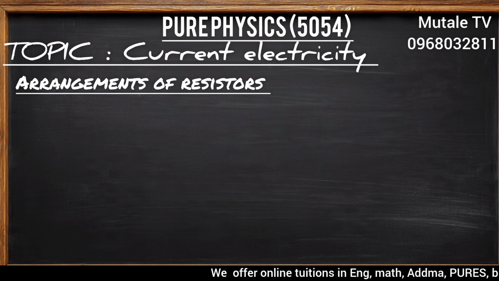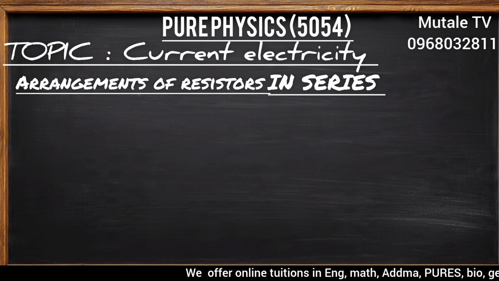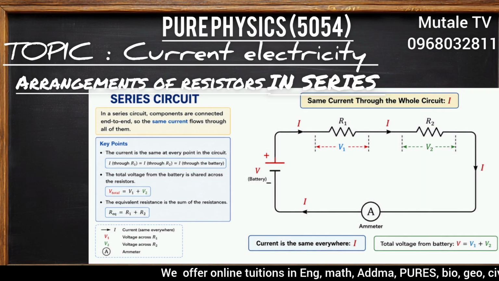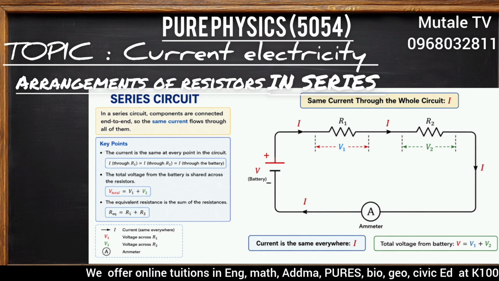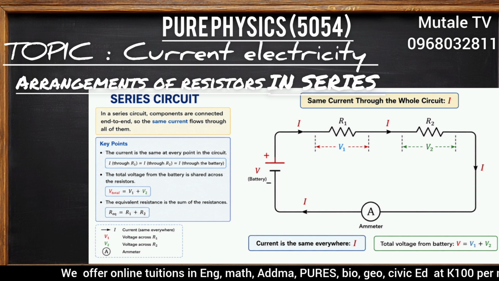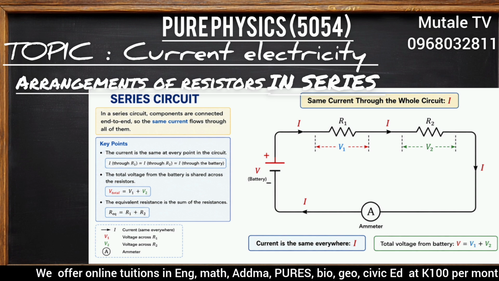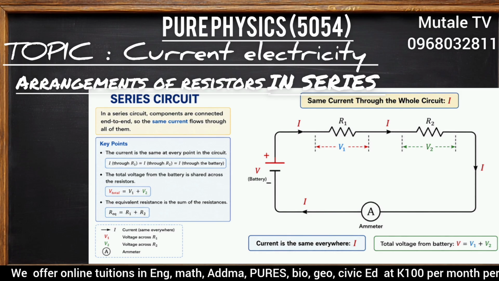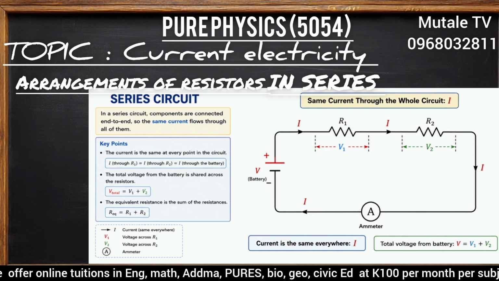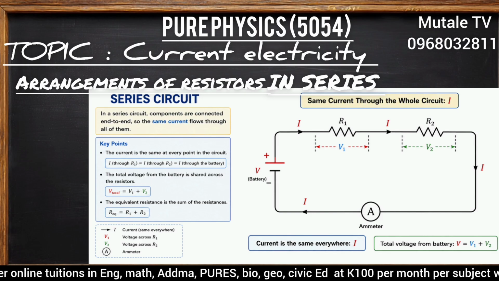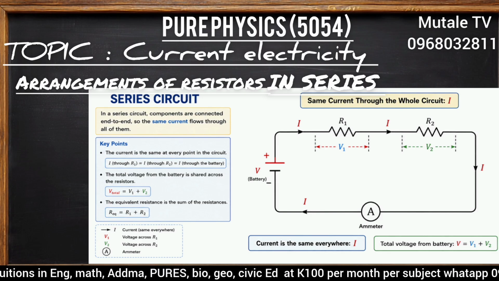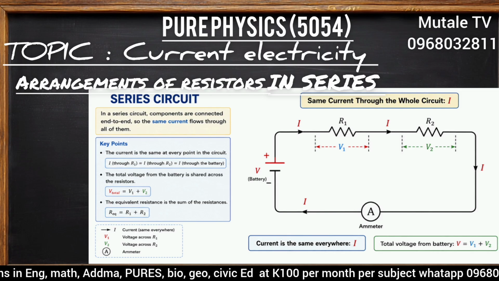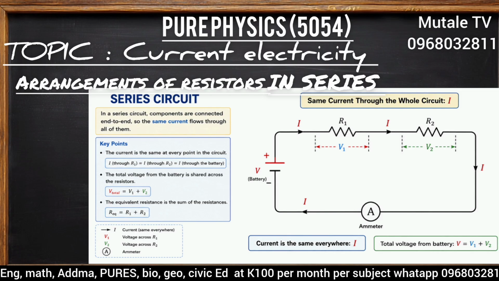a circuit. Starting with resistors in series. In a series arrangement, the current is the same at every point in the circuit. So current is equal to current 1, and current 1 is equal to current 2. The sum of the potential difference across each resistor equals the total EMF of the source, so EMF is equal to the first voltage plus the second voltage. And the total resistance of the resistors connected in series is simply the sum of their individual resistances. So resistance is equal to R1 plus R2.